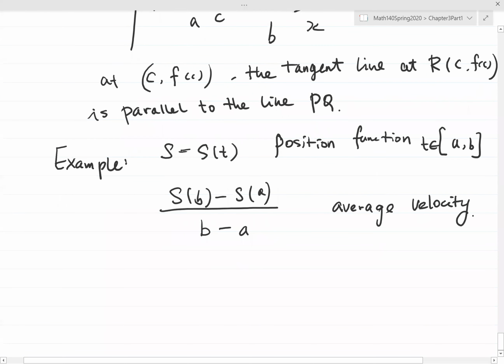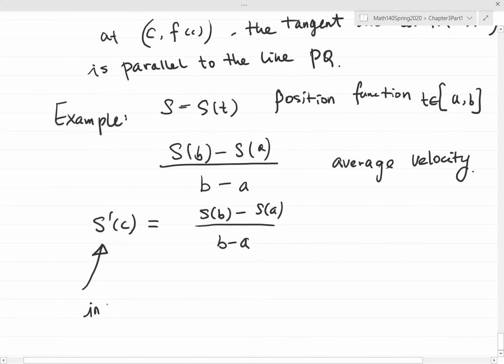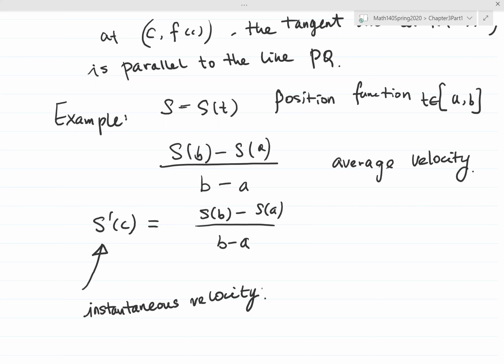Now the Lagrange mean value theorem tells us that s'(c) at a certain point c equals (s(b) minus s(a)) over (b minus a). The derivative tells us the instantaneous velocity. So if a particle moves along a straight line from time a to b, then necessarily at a certain time c, the instantaneous velocity equals the average velocity.